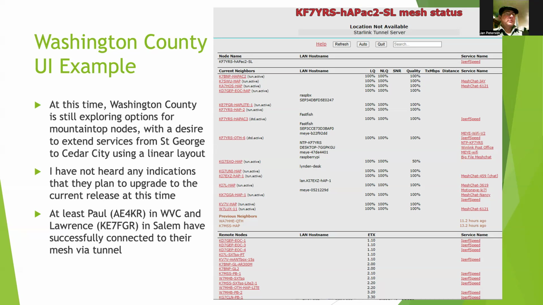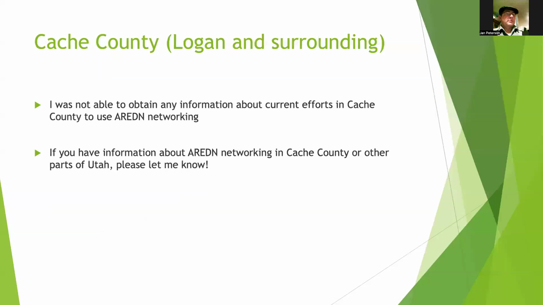This is a picture of what's going on in their mesh. This was sent to me just a couple days ago. So you can see there's quite a few nodes active and working. There's a lot of different services out there that they're playing with. I haven't heard any indications that they're planning to upgrade to the current revision. I'm suspecting they're going to wait until next year to do that. And I know a couple of people around here have checked in successfully to their mesh via tunnel using older versions of the software. So they have definitely seen that happen. But that's what's going on in Washington County.